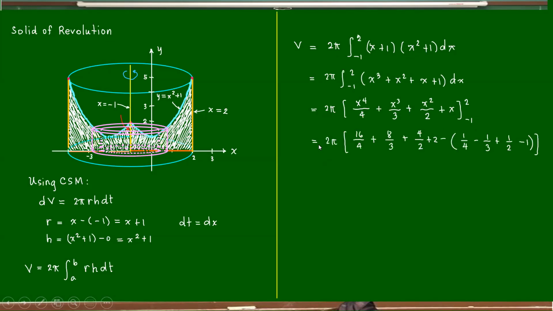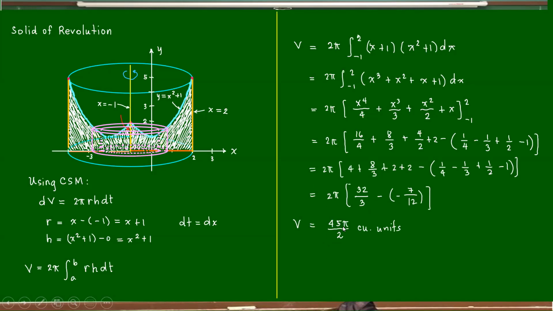So at the upper limit, we have 2 pi times 16 over 4 plus 8 over 3 plus 4 over 2 plus 2, minus the value of the same expression when x is -1. So getting 1/4 minus 1/3 plus 1/2 minus 1. Okay, so adding these four terms, we get 4 plus 8 over 3 plus 2 plus 2, so that is 32 over 3. And then this, -7 over 12, getting the difference. So that is 45 over 4, and multiplied by 2 pi gives 45 pi over 2. Okay, so that's the volume of this solid.